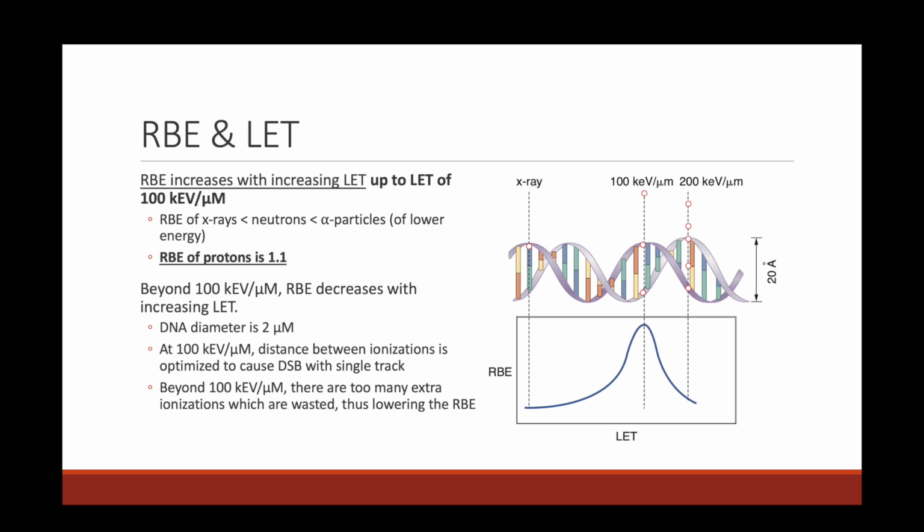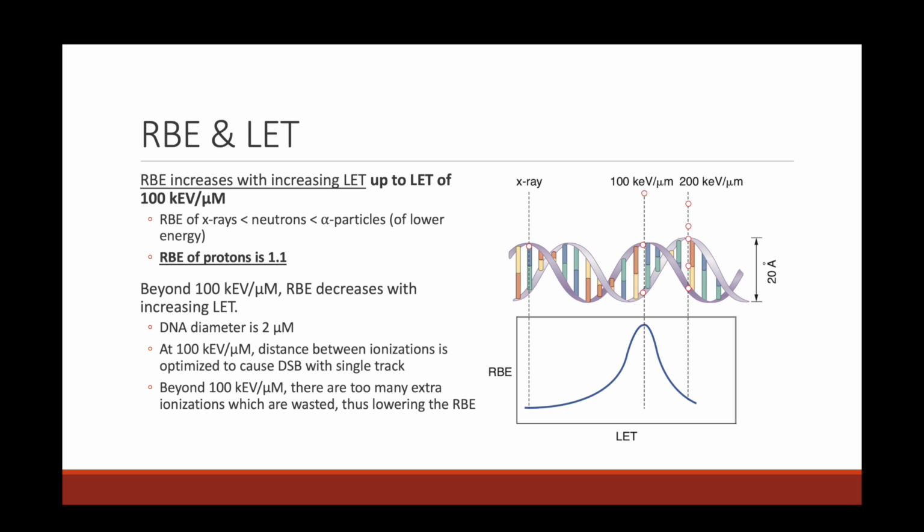So the DNA diameter is about 2 micrometers, and at 100 keV per micrometer, the distance between ionizations is kind of optimized to cause a double-stranded break with a single track. Beyond the LET of 100 keV per micrometer, we actually get too many extra ionizations, and those ionizations get wasted. So we end up causing too many ionizations, more than what is needed to cause a double-stranded DNA break, and those ionizations get wasted, therefore lowering the RBE.